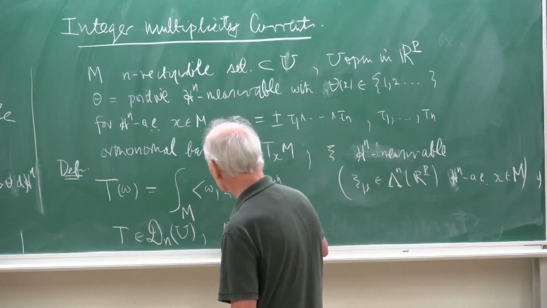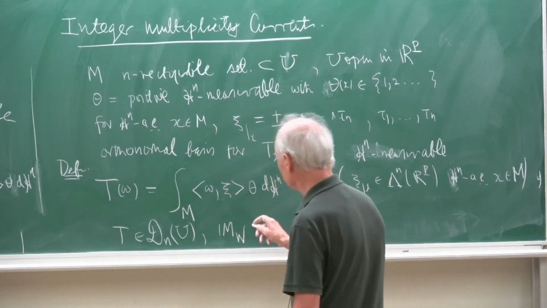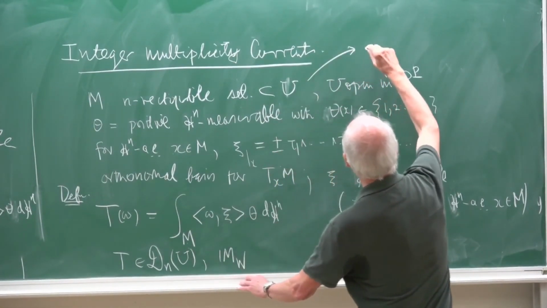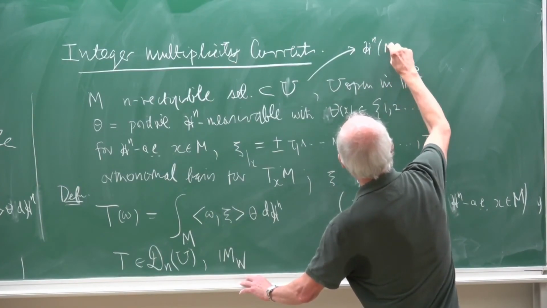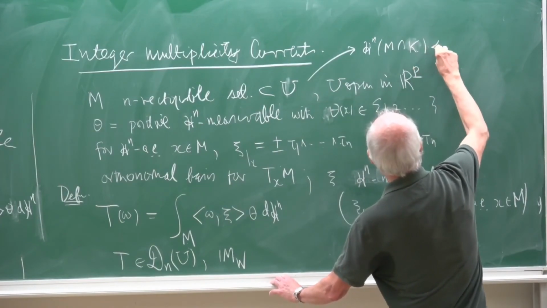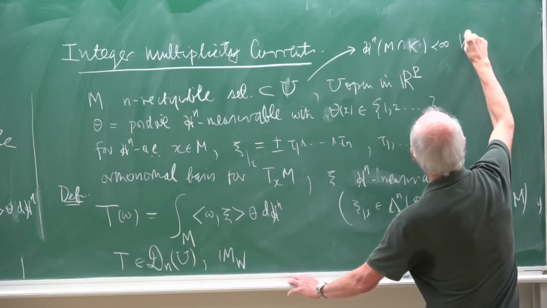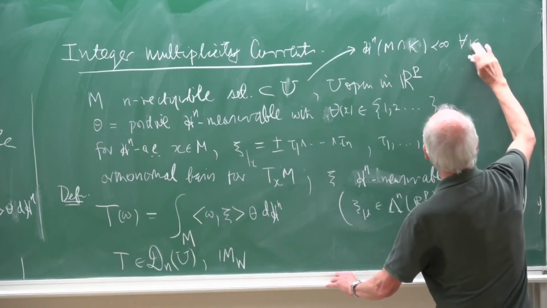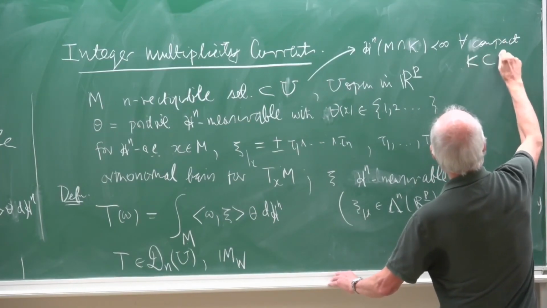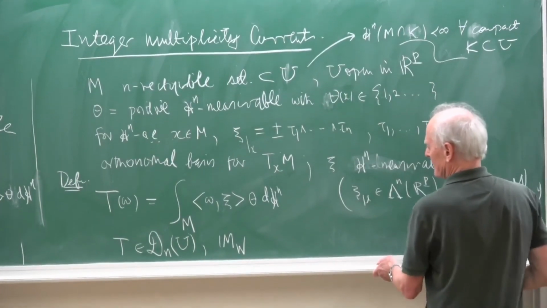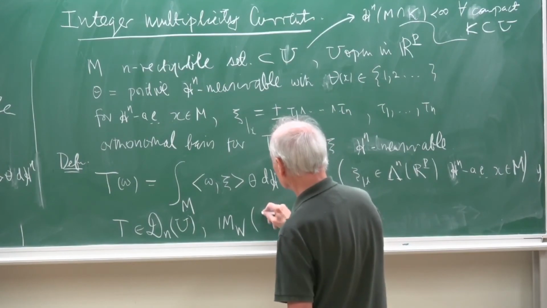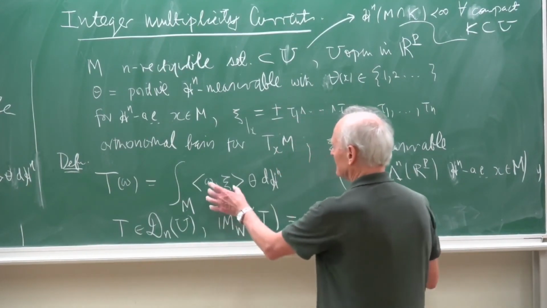In fact, the locally finite mass, the mass of W, oh, I should have said that, M is n-rectifiable in U and H^n of M intersect W intersect K is finite for every compact K contained in U. And the mass of W, notice, is the mass. Well, it's the usual thing.